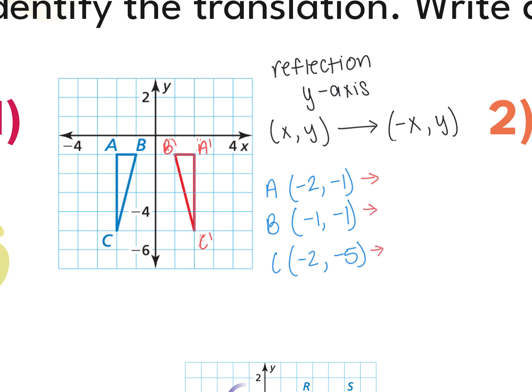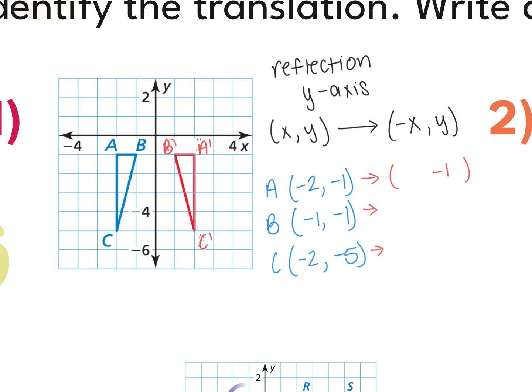All right. Now I'm going to my new image. I don't even have to look at the graph. I don't have to look at the graph if I don't want to, or if it's not given to me. I could figure this out on my own. So the rule was changing the sign of your x and leaving your y. So I know my y is going to be -1.